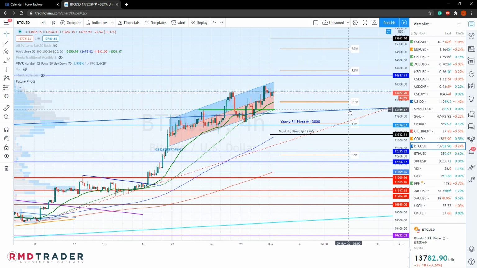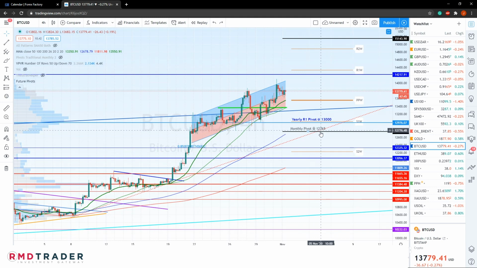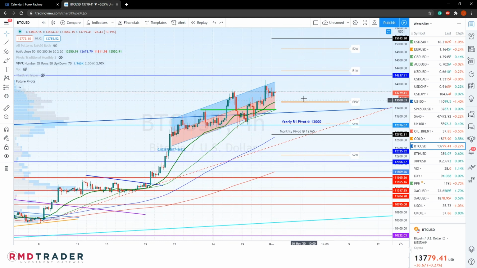So it would be important for Bitcoin to stay above this dotted line in red. But like I said, that is probably where we'll find some strong support should we see price move lower. If price were to break below this channel, the areas of support would be closer to 12,225 as well as 12,075.